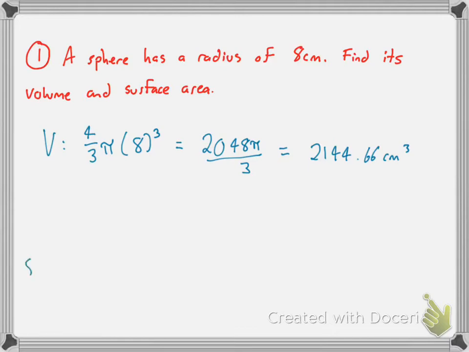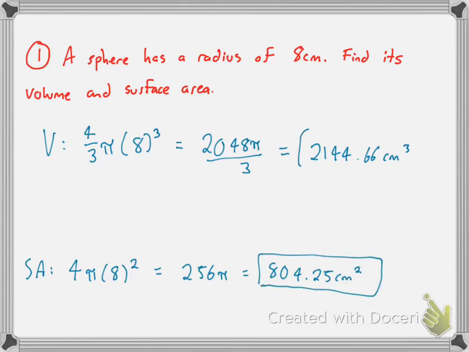For surface area, I'm going to do the same thing, but instead, I'm going to do 4 pi 8 squared. Again, when I plug this into my calculator, leaving this in terms of pi, that basically means I'm multiplying everything except for pi. I would get 256 pi. And if I wanted to leave it as a decimal, I would get about 804.25 centimeters squared. Now I'd leave that in units squared because I'm dealing with area.